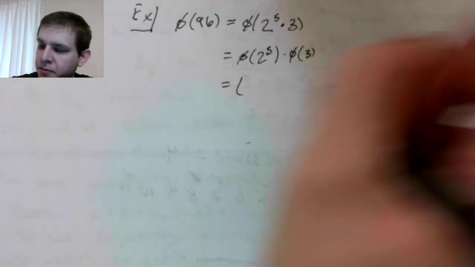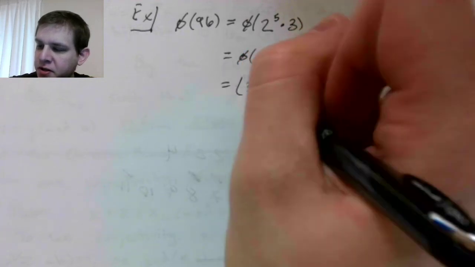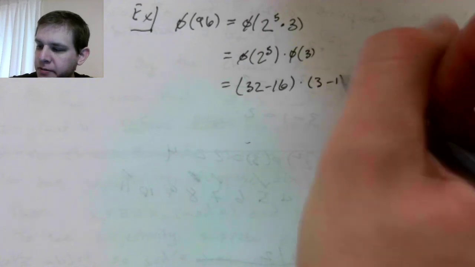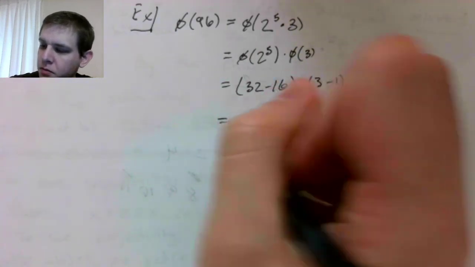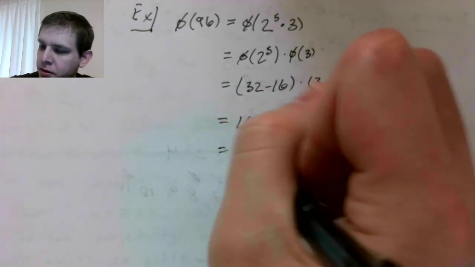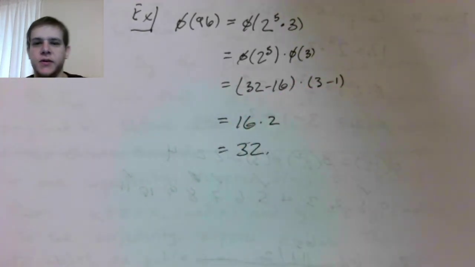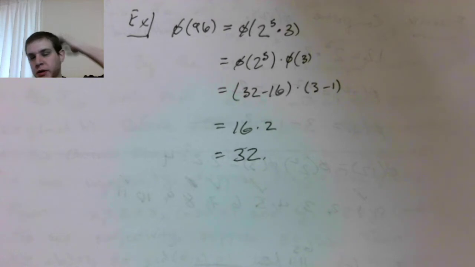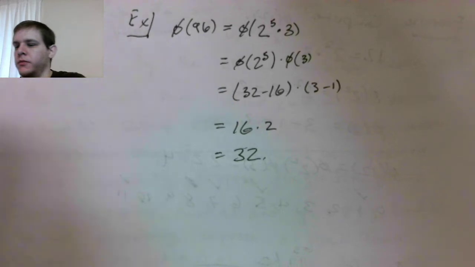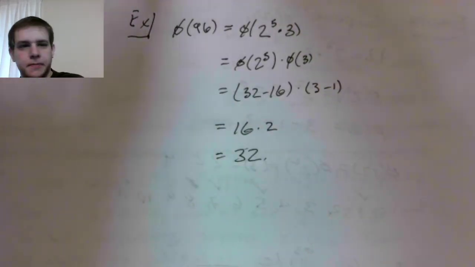And then I use my prime powers formula. So this is (32 minus 16) times (3 minus 1). So it's 16 times 2, or 32. So there are 32 numbers coprime with 96 that are less than 96.